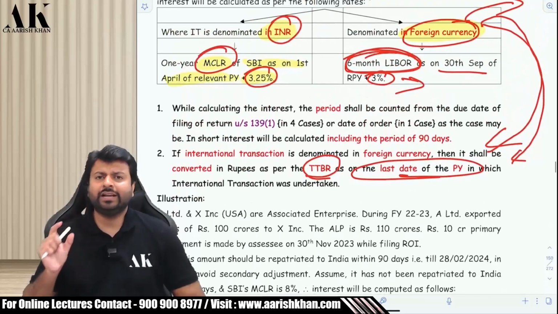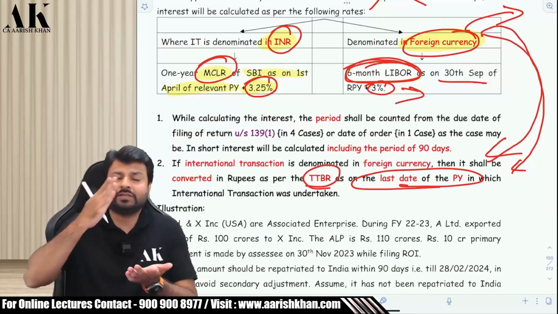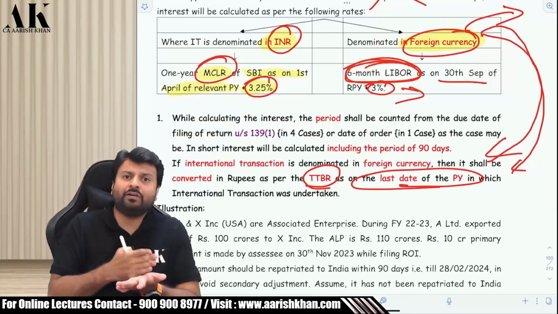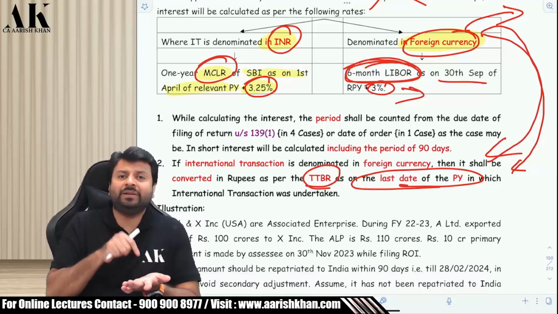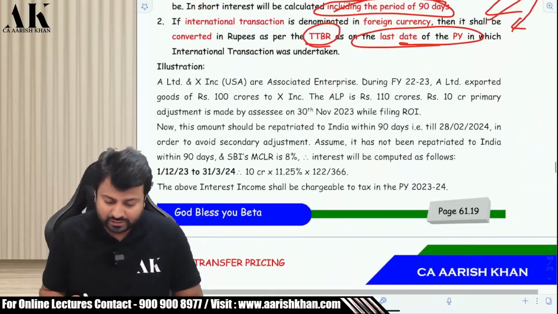Sir, while calculating the interest, you also have to consider the period. From when will the period be counted? The period will be counted from the due date of filing of return, and the period will be counted from the date of order. It means the period will include those 90 days. Including those 90 days, you have to charge the interest. Okay. So here you can see the example.